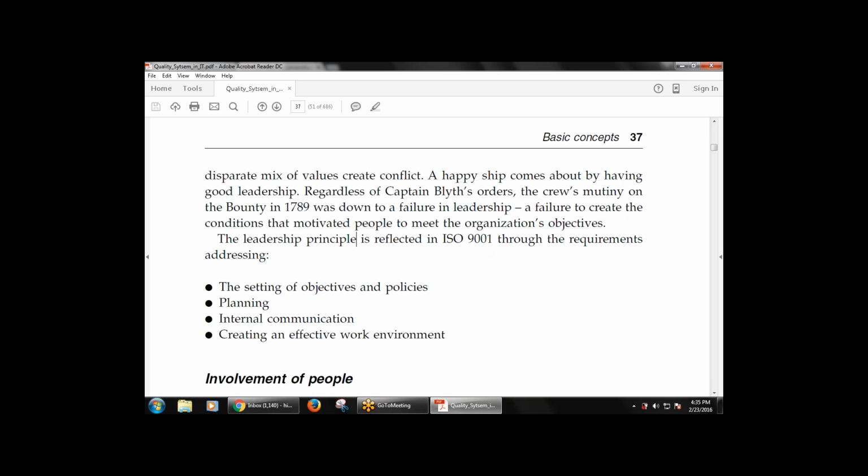Now, what are the various requirements? That is the setting of the objectives and the policies, that is, how to set the objectives and the policies. Then there is planning, so plan out what they want to achieve. Then there is internal communication, which is also part of the leadership principle. Then next is creating an effective work environment, that is, how to create an effective work environment in which we can work.